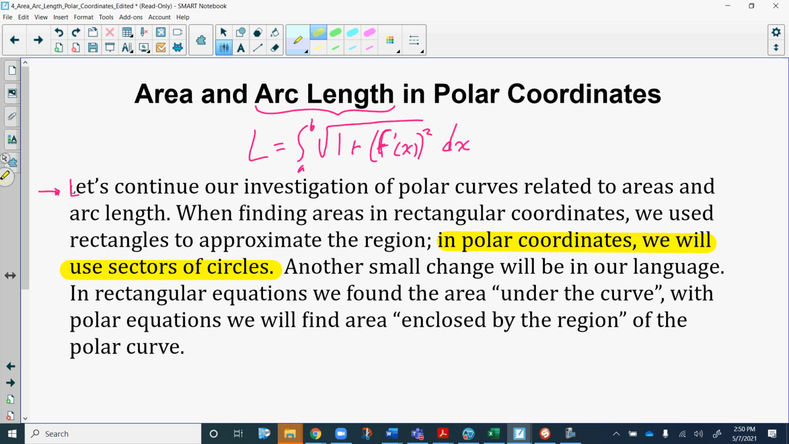Another small change will be in our language. In rectangular equations, we found the area under the curve, but with polar equations, we will find the area enclosed by the region of the polar curve. Effectively, it's the same thing. It's a vocabulary thing.